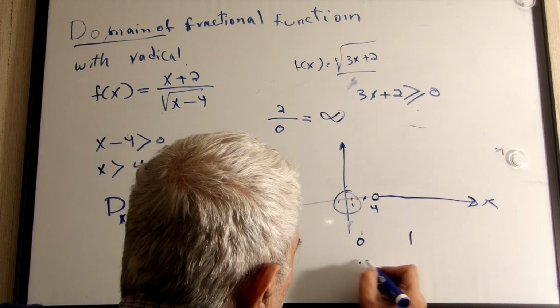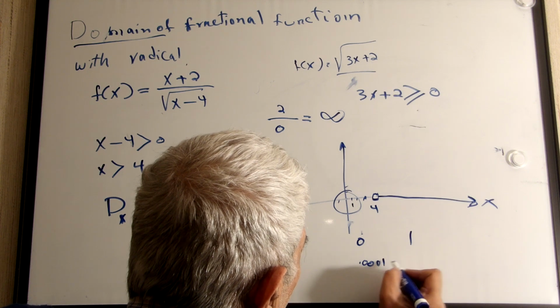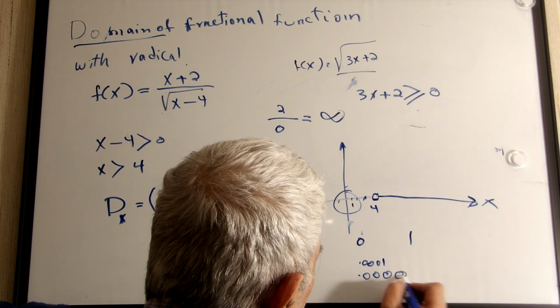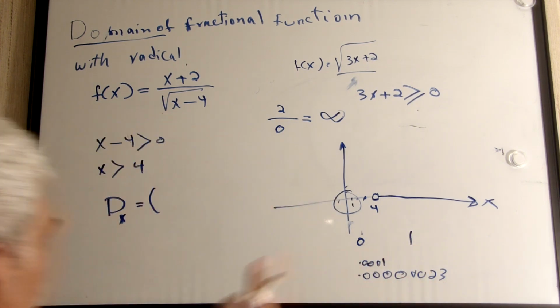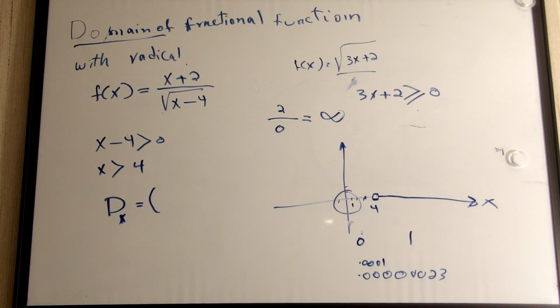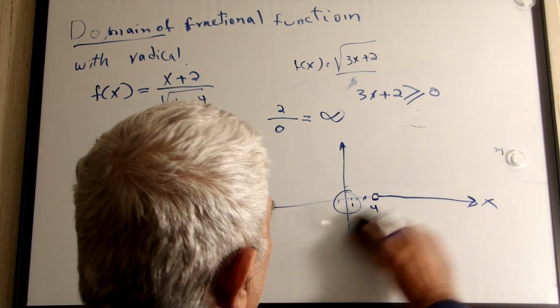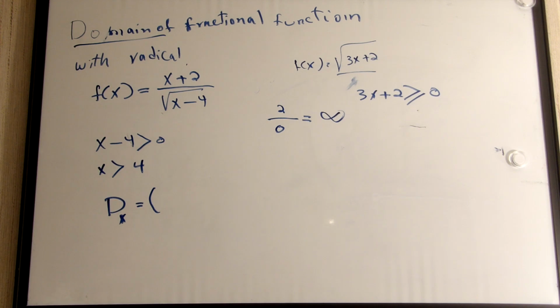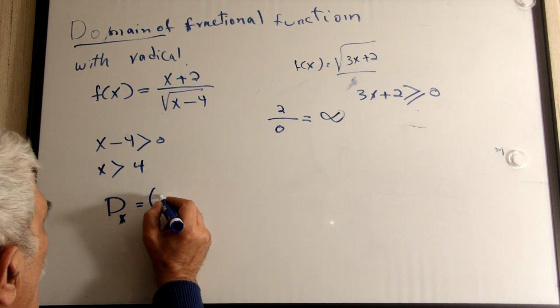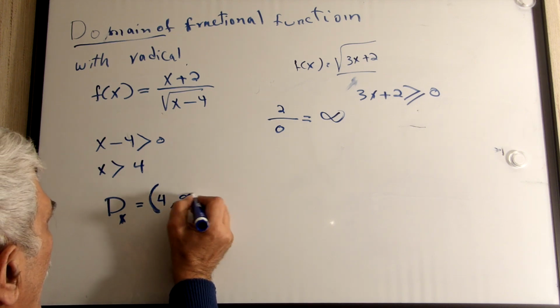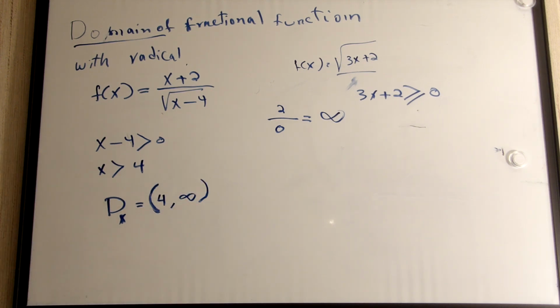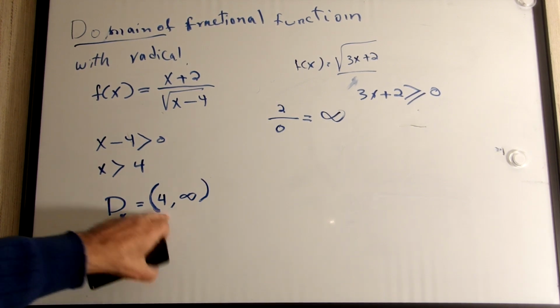We can have 0.0001, we can have 0.00000020, just getting up to 1. It's an infinite number of numbers. So if you want to write the domain of this one, it's going to be greater than 4. So 4 is not included. The parenthesis means it is not included. The domain starts from 4 and goes to infinity.